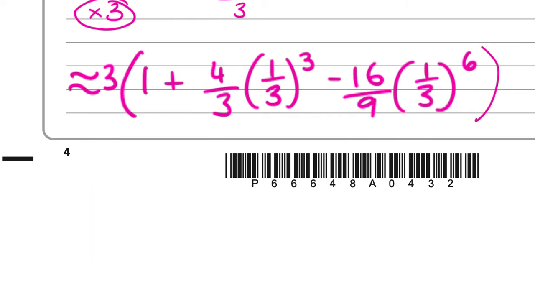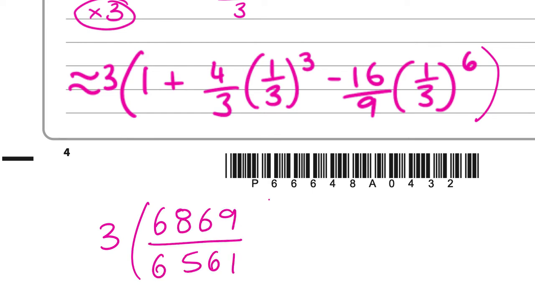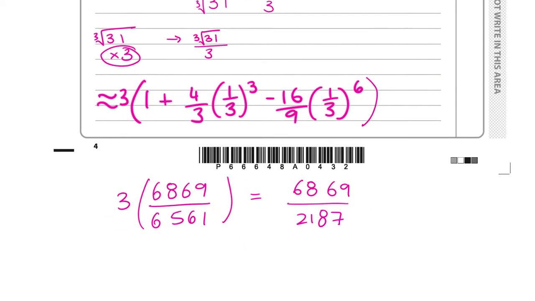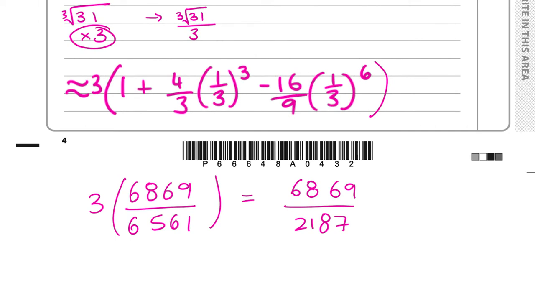Okay, so this gives me 3 lots of 6869 over 6561. If I multiply this by 3, I'm going to have 6869 over 2187. Now, if you press SD, I'm going to get 3.14, okay? And if I type into my calculator the cubed root of 31, I get 3.14. So I know I've done a good approximation.